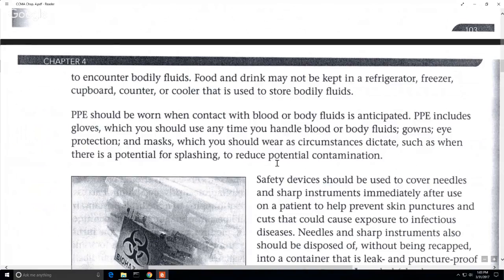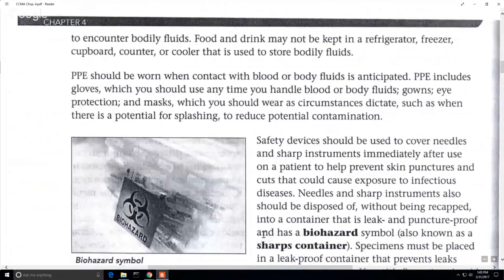Masks should be worn as the circumstances dictate, such as when there is a potential for splashing or to reduce the potential contamination. Safety devices should be used to cover needles and sharp instruments immediately after use on a patient to help prevent skin punctures and cuts that could cause exposure to infectious diseases.